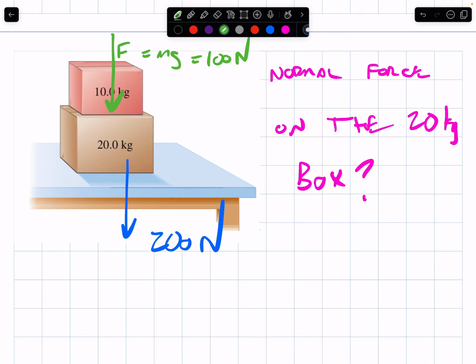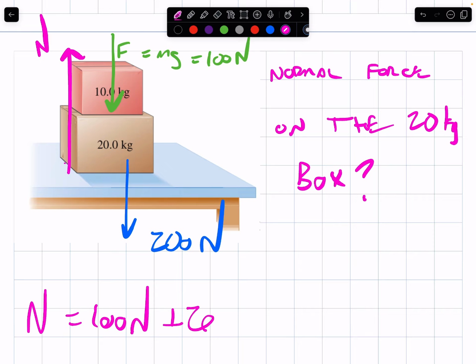And what keeps this block from falling into the earth is the table. So the table is exerting an upward force here, N, the normal force. And looking at this picture, you can see what N has to be. It's got to equal the total downward force. So guess what? N is equal to 100 newtons plus 200 newtons, and that makes it 300 newtons. All right.